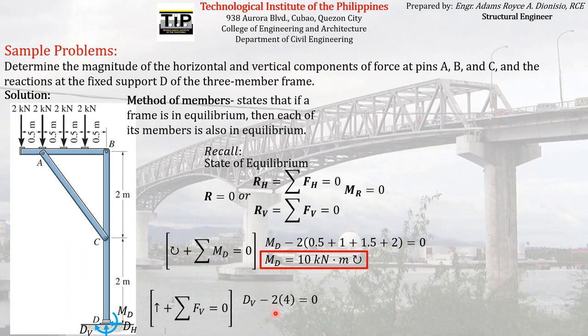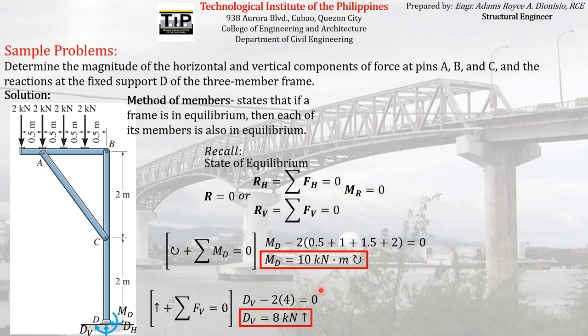Pinagsama-sama ko na lang agad yung sum ng 4 na 2 kN, so times 4 na lang. So sana walang mali dito. And again, downward yung direction niya, upward yung positive natin, so negative yung nilagay natin dito. dV naka-upward, so positive yung sign niya. So solving for dV, dV is equal to 8 kN, positive yung lumabas, so tama yung direction natin na upward. So don't forget the direction. And that is another reaction sa fixed support na hinahanap sa tanong.